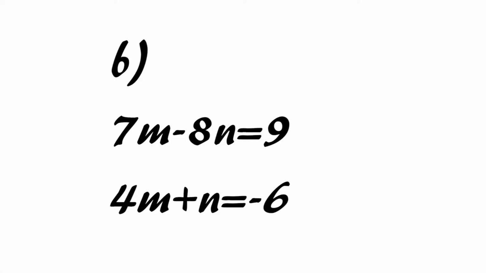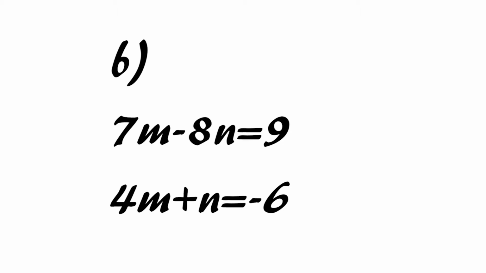We have 7m minus 8n is equal to 9. Then 4m plus n is equal to negative 6. That is also in your sheet. They are all there. Right now we have projected all the questions and we are solving them one after the other. It is A up to F.